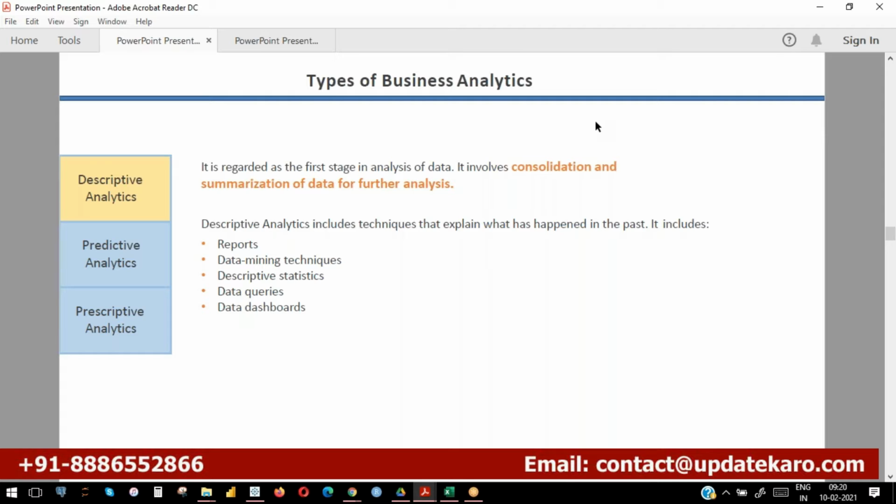Is this point clear to all of you? Through descriptive analytics, we use some techniques and tools which will help us understand what has happened in the past and why it has happened. So we are going to create reports over here, and then we are using data mining techniques. We are using descriptive statistics, data queries, and data dashboards. Is this clear to all of you? Descriptive analytics.